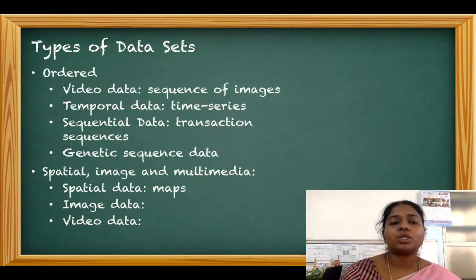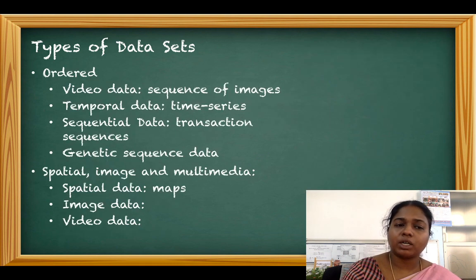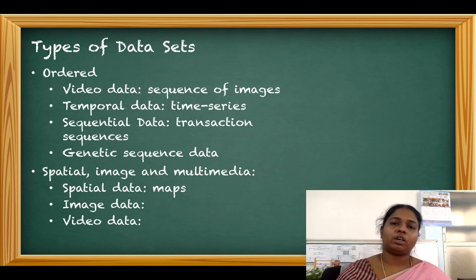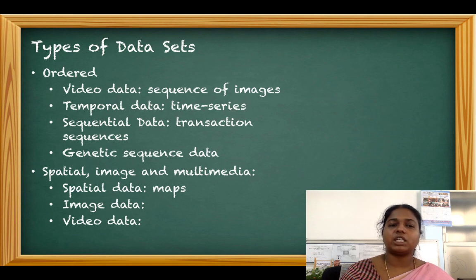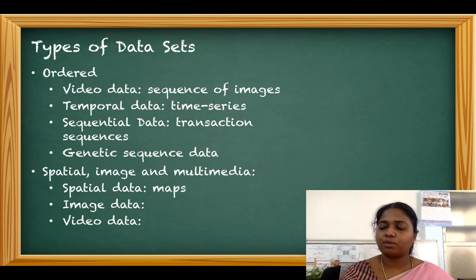Apart from this, we also have two other types of data. One is the ordered data, also called time series data. You have a sequence of events happening and being recorded, and each event has an order of occurrence. The order of occurrence is very important in such data, which is called ordered data. You can have video sequences or genetic sequences. All of these are forms of sequences which inherently have some order.